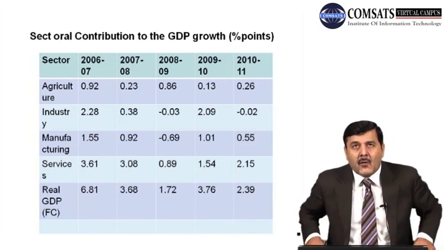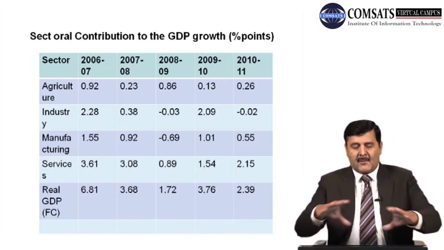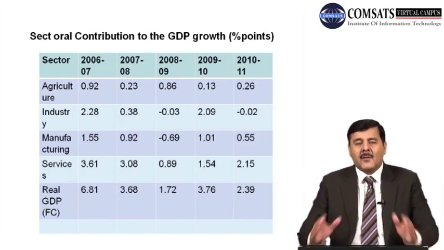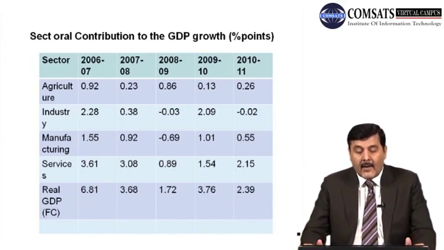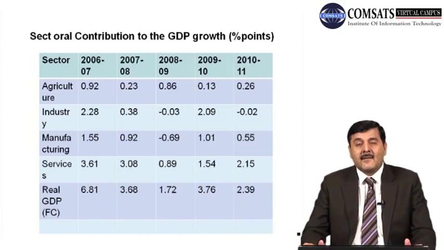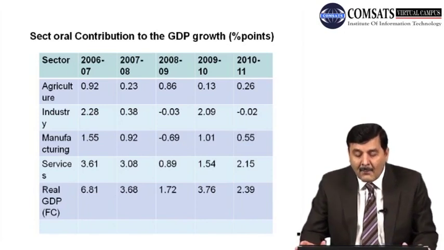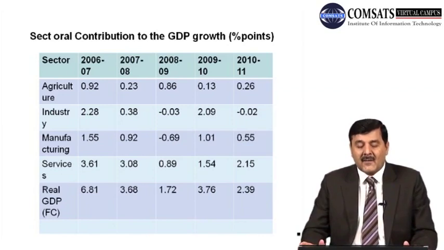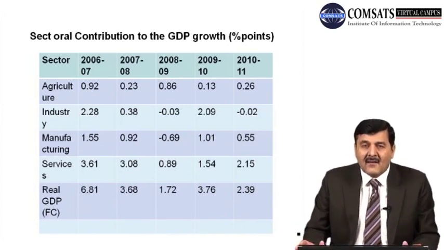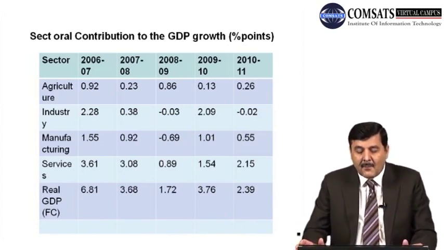Now if we revise this table, if you look at the overall picture, the overall table, what do you get an idea about? So the maximum growth rate was in 2006 and 7. That was one of the best years among these few years, in which GDP growth rate was 6.8%. It is almost 7%, and the contribution of industry, manufacturing sector, and service sector was significant in that particular time period.